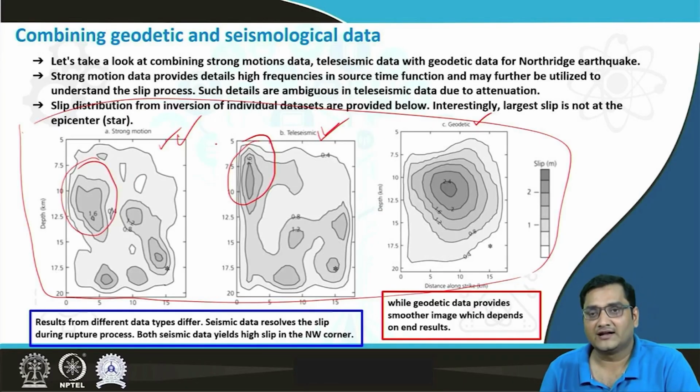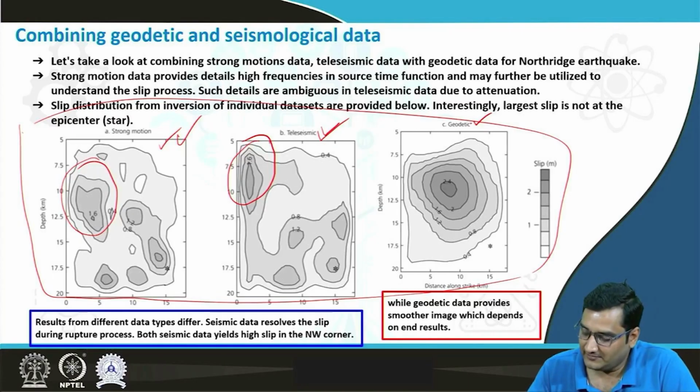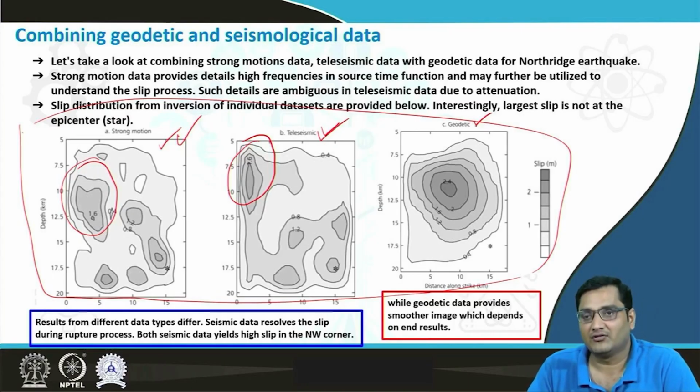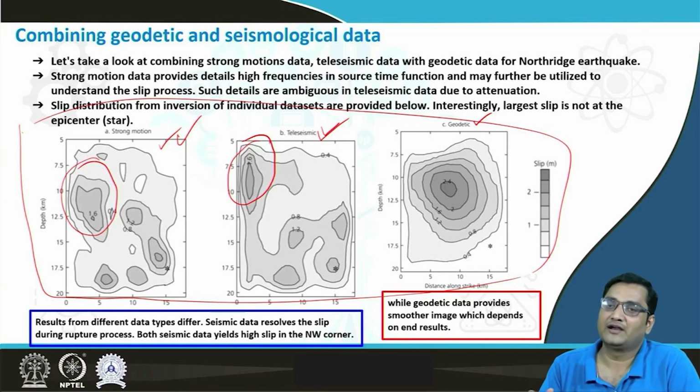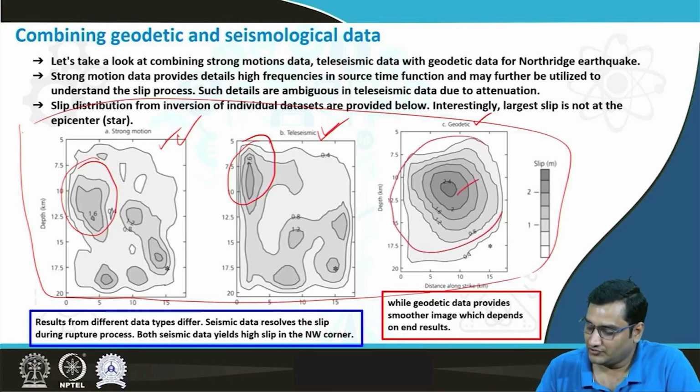And on the other hand, if you look at the slip distribution using the geodetic data only, the geodetic data provides a much smoother image in comparison to the strong motion data and the teleseismic data, and that basically depends upon the end results. That means the geodetic data do not provide the slip during the earthquake, but it can provide the pre-seismic time or the post-seismic time, and this is smoother in this case.